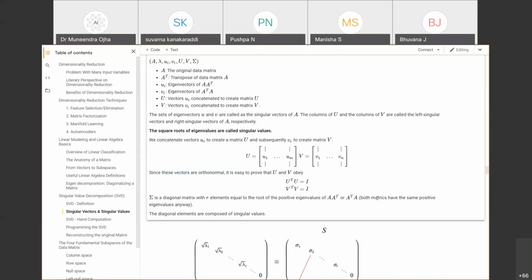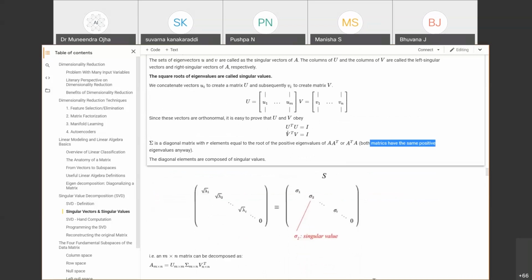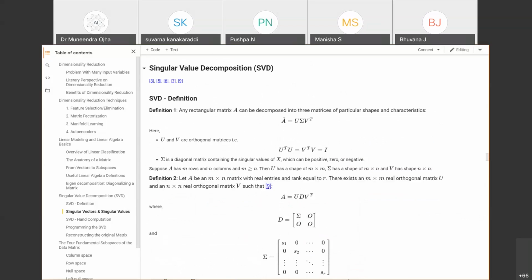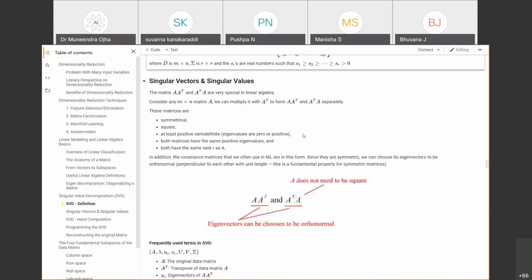Both matrices have the same positive eigenvalues, so it does not matter. Now, we have created U, and we have created V. How do we create sigma? I want to decompose our matrix A into three constituents.